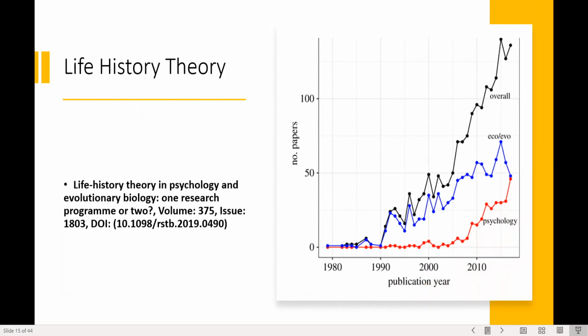Life history theory is a very prominent theory in psychology, but also specifically in biology, which has been growing exponentially over the last couple of years. So here is a graph that shows the number of publications over the last couple of years, and as you can see, it has become a very popular theory because it is quite useful for explaining a number of different phenomena.